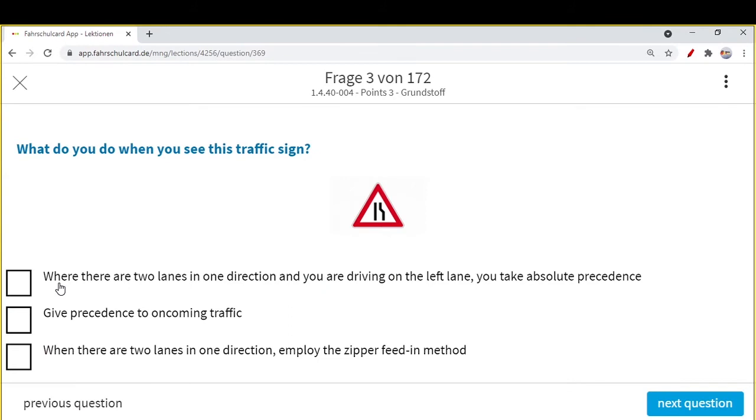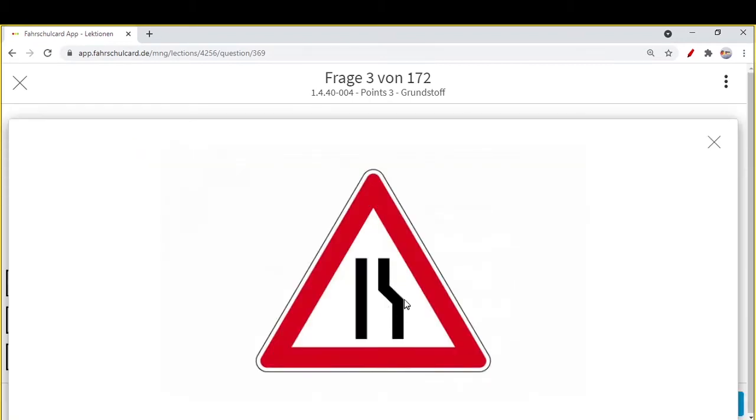Let's see the options first. Where there are two lanes in one direction and you are driving on the left lane, you take absolute precedence. No, actually, if you look into this particular question, they are asking about when there are two lanes in one direction and you are driving on the left lane, you take absolute precedence. This option is not correct, because if there are two lanes, for example this lane and this lane, and you are traveling on the left lane, you have to give way, you have to create a way for the traffic on the right lane, because their lane is going to end and they will merge into your lane as a zipper method.